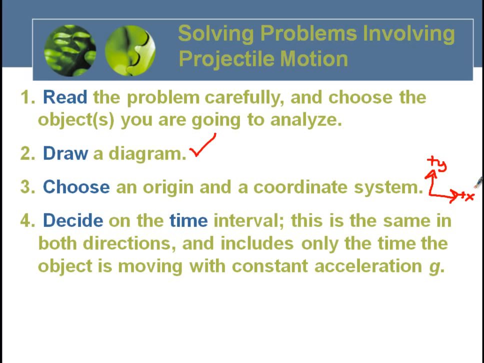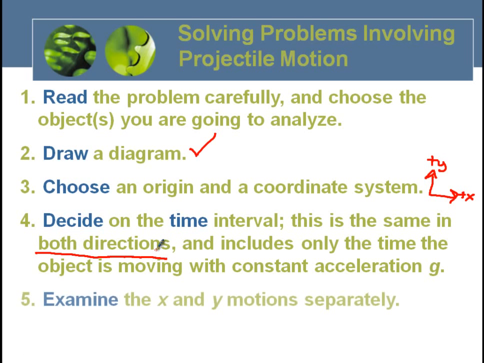Decide on the time interval. This is the same in both directions. The same t for the x as the y. And break it up into x stuff and y stuff. So two different inventory lists: your x stuff and your y stuff.